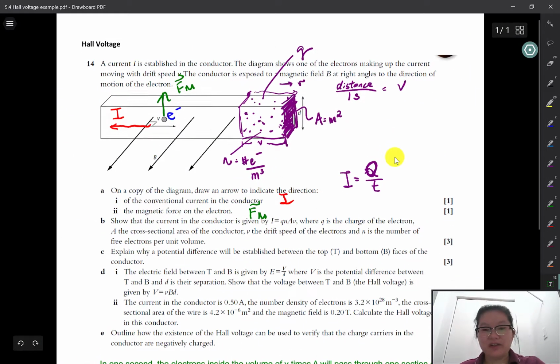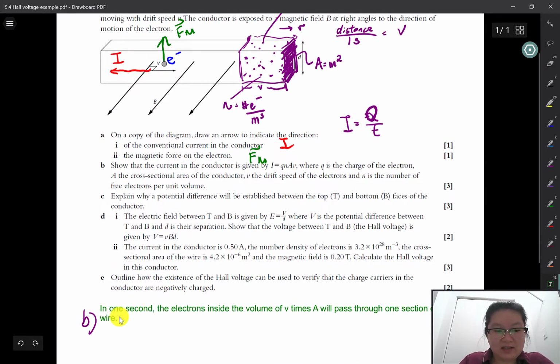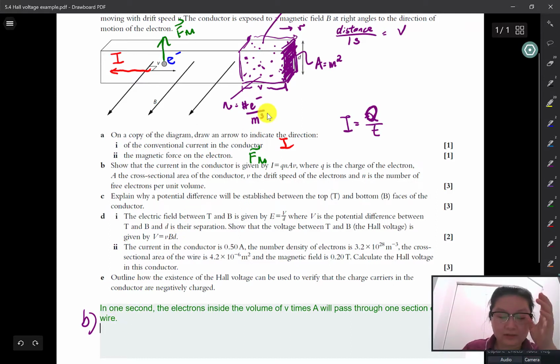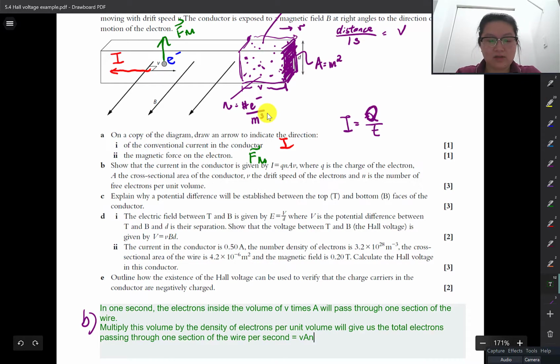Okay, so by taking that volume, what we want to do next is, since that's the volume of interest, we multiply it by the density of the electrons in there. It's going to give us the total number of electrons. Here's how I would write it. Multiplying this volume by the density of the electrons per unit volume will give us the total electrons passing through that section of the wire per second. This is already per second because of the velocity term.